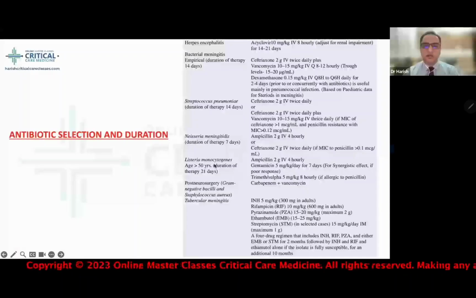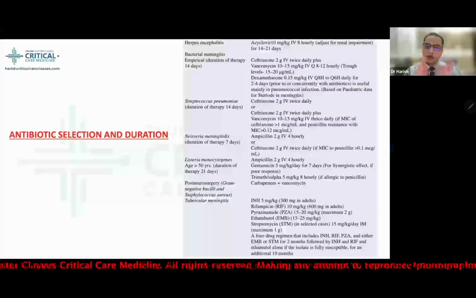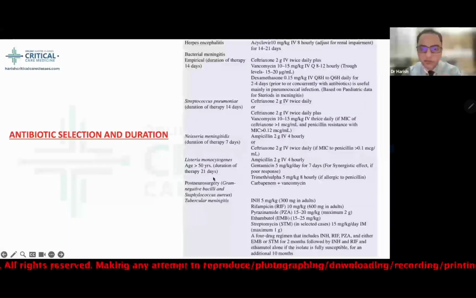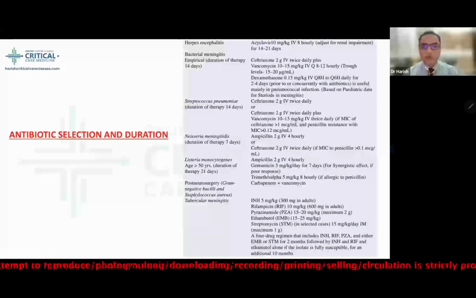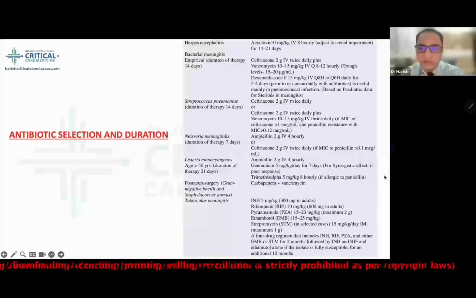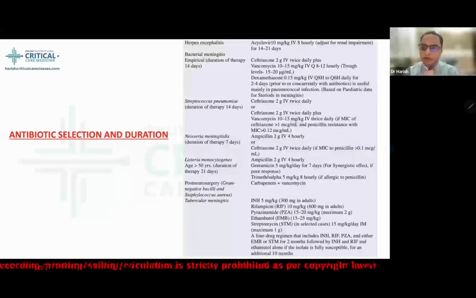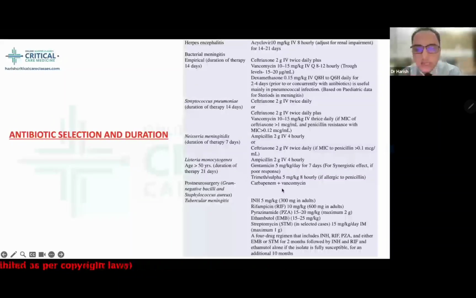Listeria monocytogenes is an intracellular organism, particularly in immunocompromised or elderly patients, more than 50 years. Therapy is for 21 days. Again ampicillin 2 gram 4 hourly, plus gentamicin 5 milligram per kg per day for 7 days, which has a synergistic effect with the ampicillin. Or we can use trimethoprim-sulfamethoxazole 5 milligram per kg 8 hourly if allergic to penicillin.